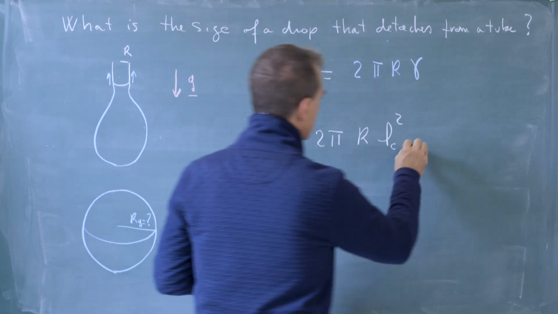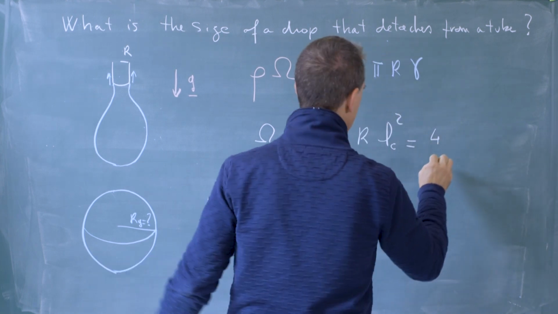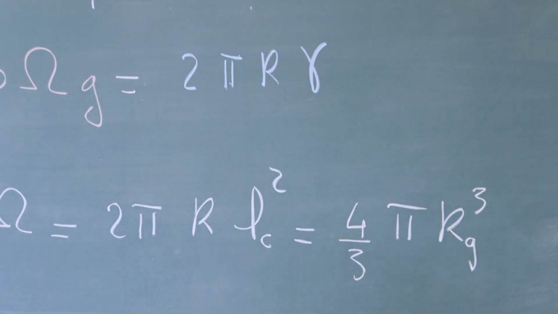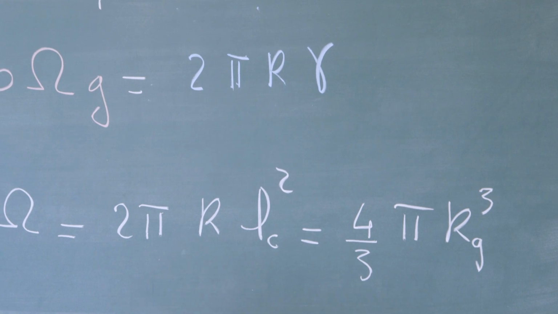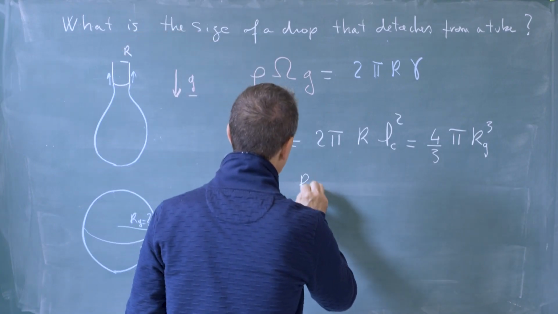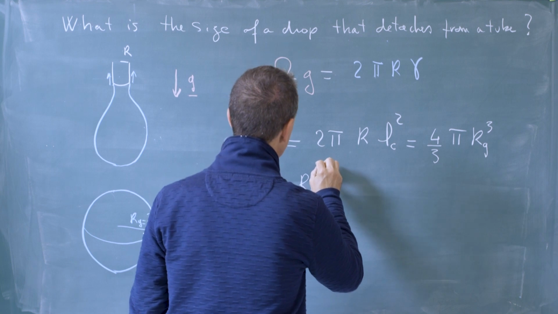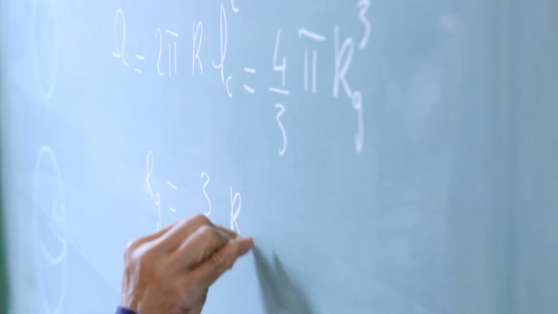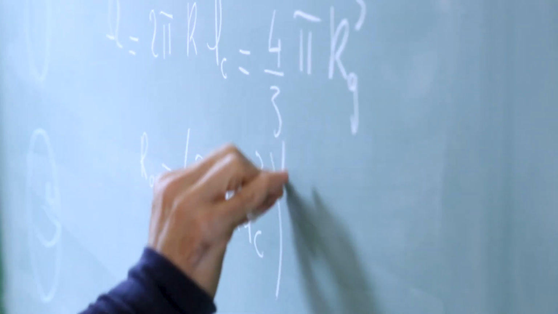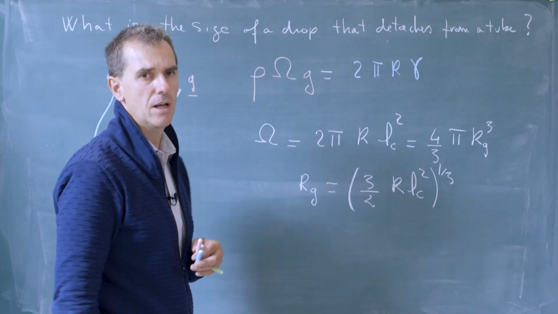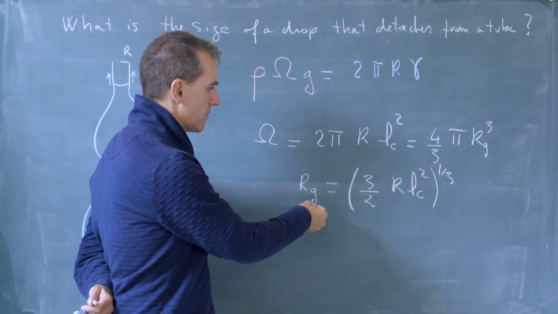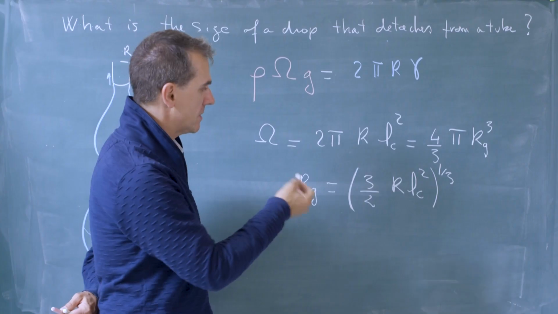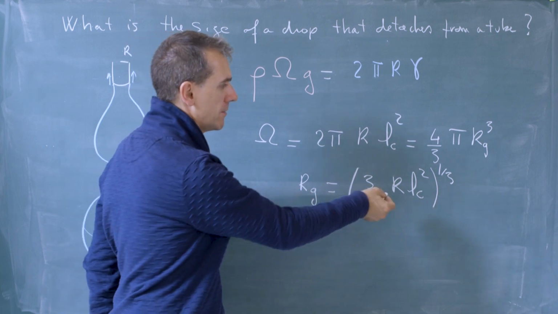And this will be equal to the volume of the sphere that detached, which is 4/3 of pi times the radius of the drop to the cube. And so now we have the answer to our question. We find that the radius of the drop that detaches from a tube is equal to 3/2 of the radius times LC squared, to the power 1/3. So here we have our answer. The radius of the drop depends on both the radius of the tube and the capillary length of the liquid. This method of the pendant drop is used to evaluate LC.